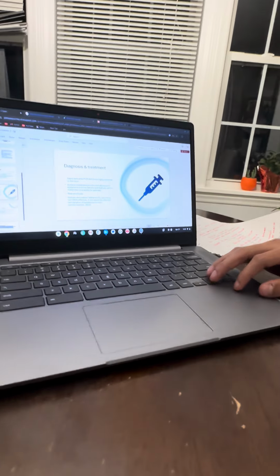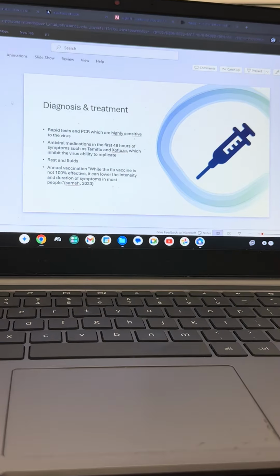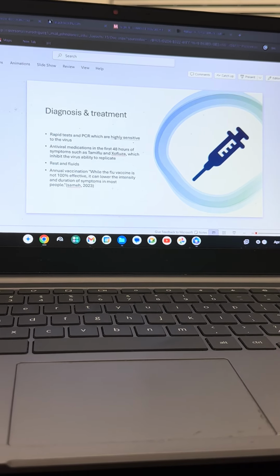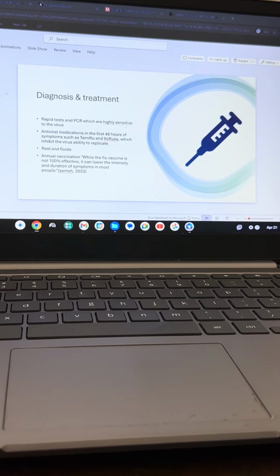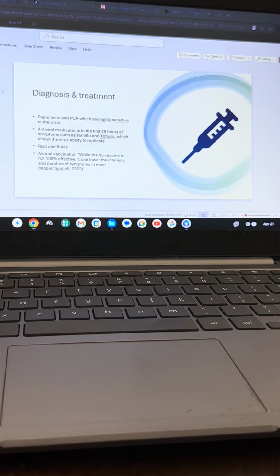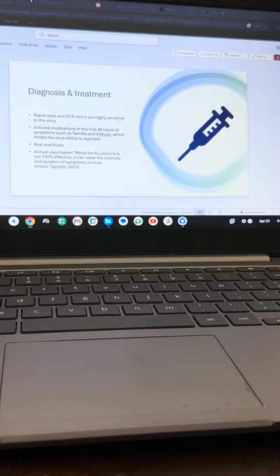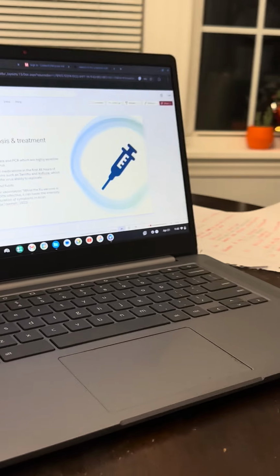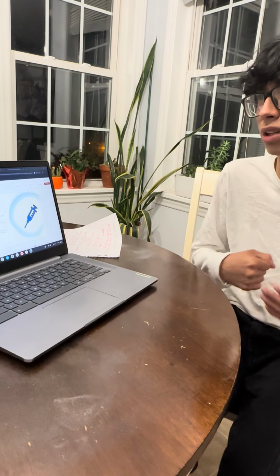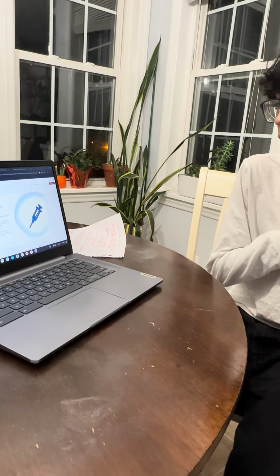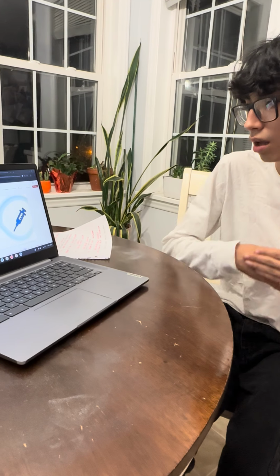For diagnosis and treatment, normally when you go to see a nurse or the doctor, they're going to give you a rapid test and PCR, which are highly sensitive to the virus and will give you an accurate reading on if you're positive or not for the virus. It also is very quick, in about 15 minutes. There's also antiviral medications that we would only normally give in the first 48 hours, but you can give it after, just to treat symptoms and help with fatigue.